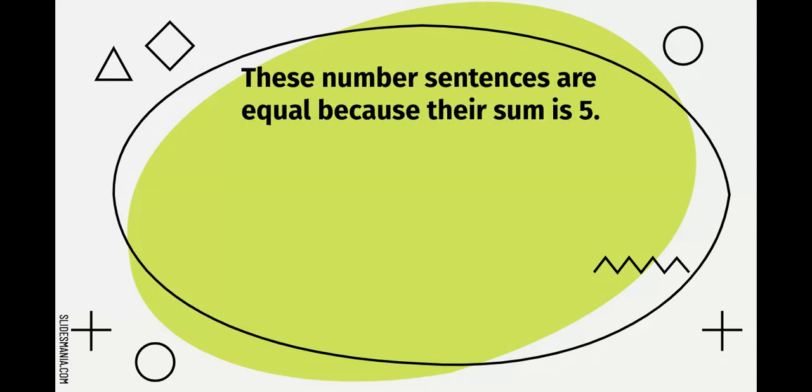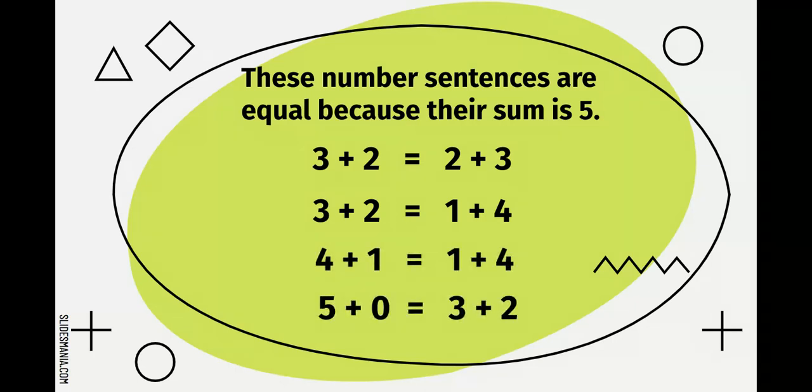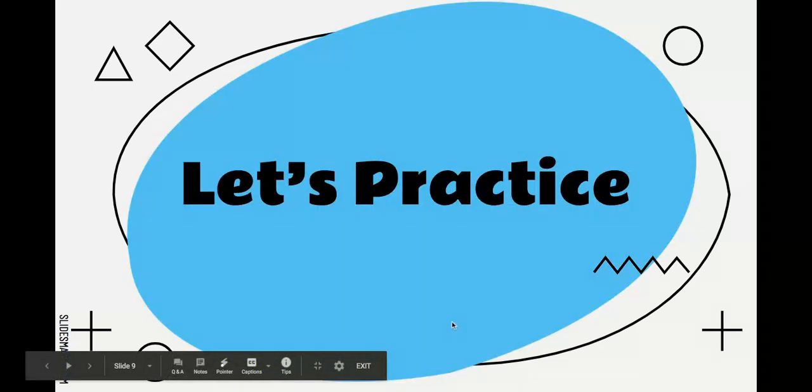These number sentences are equal because they add up to 5. So if you look here, remember this equal sign is kind of in the middle of it. So we look at this side, 3 plus 2 equals 5, and 2 plus 3 equals 5. So these would be equal. They would be balanced. So with these, 3 plus 2 is 5, and so is 1 plus 4. These would be equal or balanced because they equal the same amount. Same with 4 plus 1 and 1 plus 4. Same with 5 plus 0 and 3 plus 2. These both equal 5, so they would be balanced.